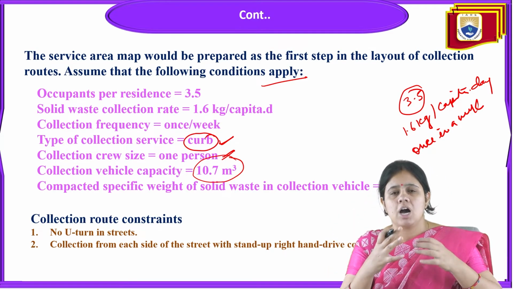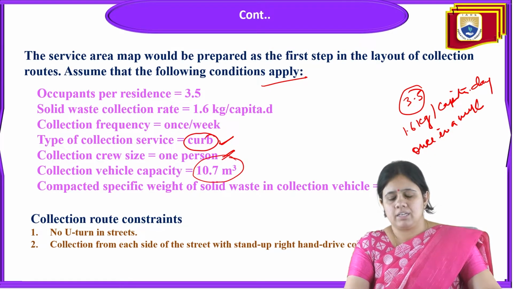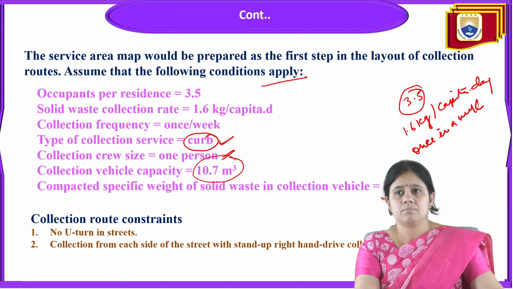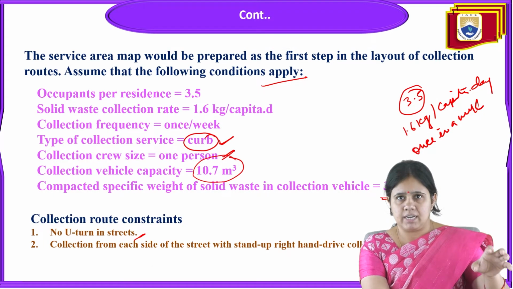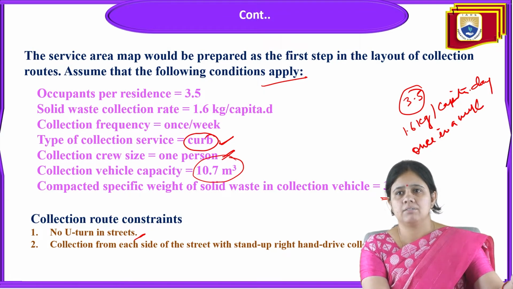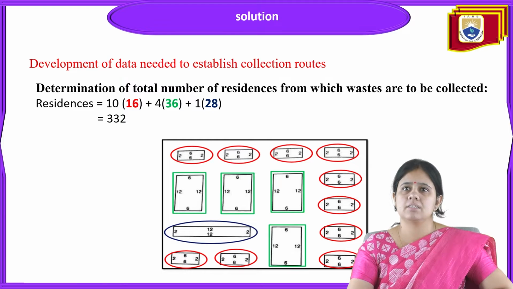means by doing compaction how much specific weight can be held in the collection vehicle, is 320 kg per meter cube. And what are the constraints we should keep in mind while designing the route? No U-turn is there in the street, and the collection is from each side of the street, like curb collection method, so that all containers are installed on the right only, and a right-hand driven collection vehicle is also there, and the containers have been installed on the right side. Now first of all we'll calculate how many persons are living in this particular layout.